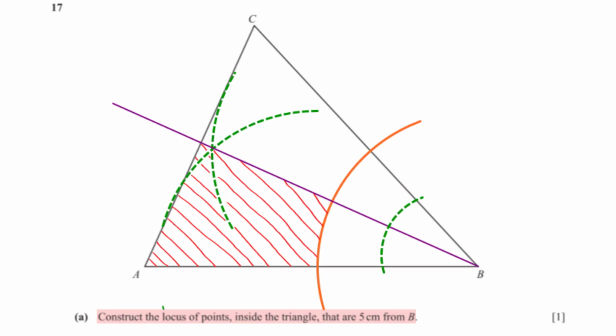Construct the locus of points inside the triangle that are 5 centimeters from B. So first, you need to get your compass and pencil and measure 5 centimeters apart between one point on the compass and the pencil. So you stand at B and mark an arc 5 centimeters from B using your compass and pencil.